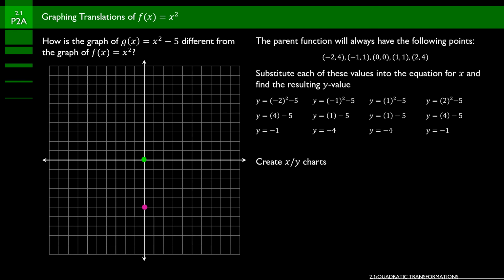The parent function is always going to use the following points. It's always going to be negative 2, 4, negative 1, 1, 0, 0, 1, 1, and 2, 4. Every single time, it's not going to change for the parent function.